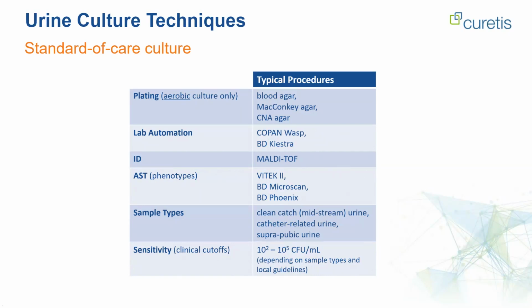We have different types of samples. So the most common one is the clean catch midstream urine. Others are catheter-related urine or suprapubic urine. For those who are not familiar with the term suprapubic, that means such samples are drawn via a catheter, which is directly inserted into the urinary bladder. And such sample types also determine the clinical sensitivity required for identification of putative causative organisms. But this is a more complex issue, and we're going to talk about that in a few minutes.